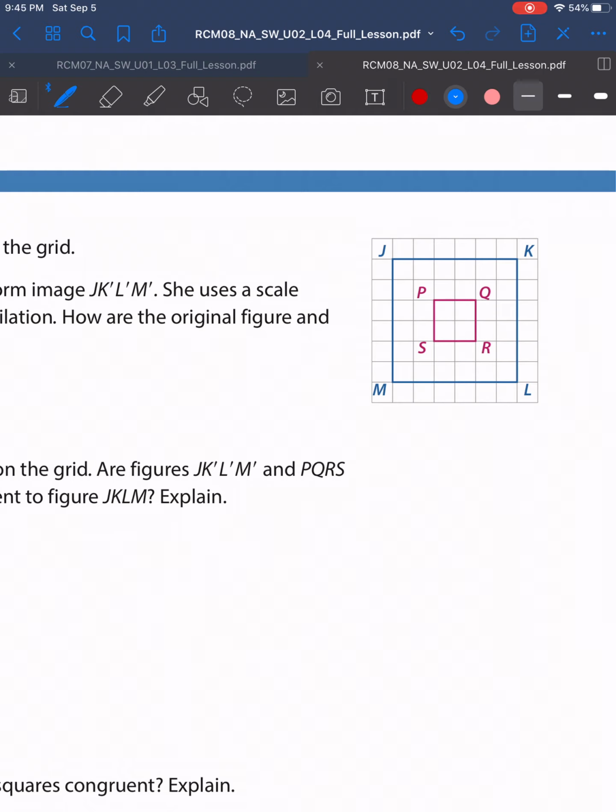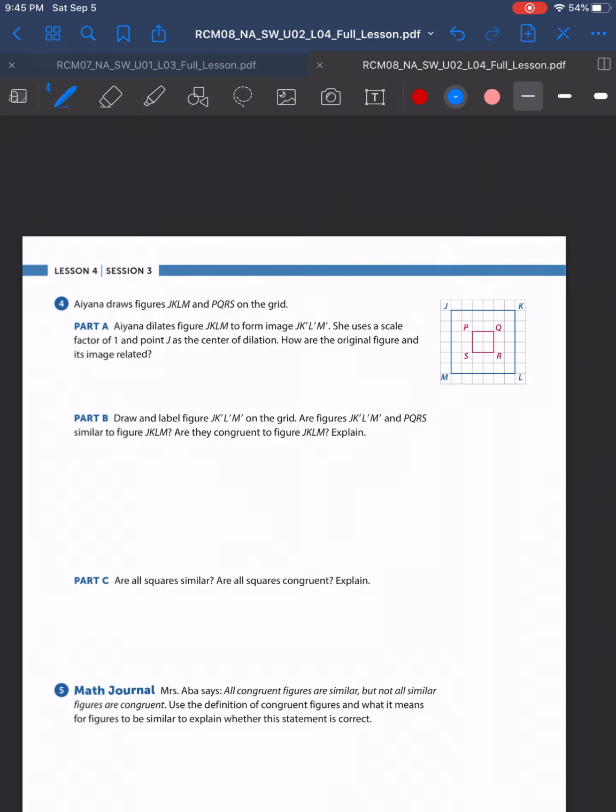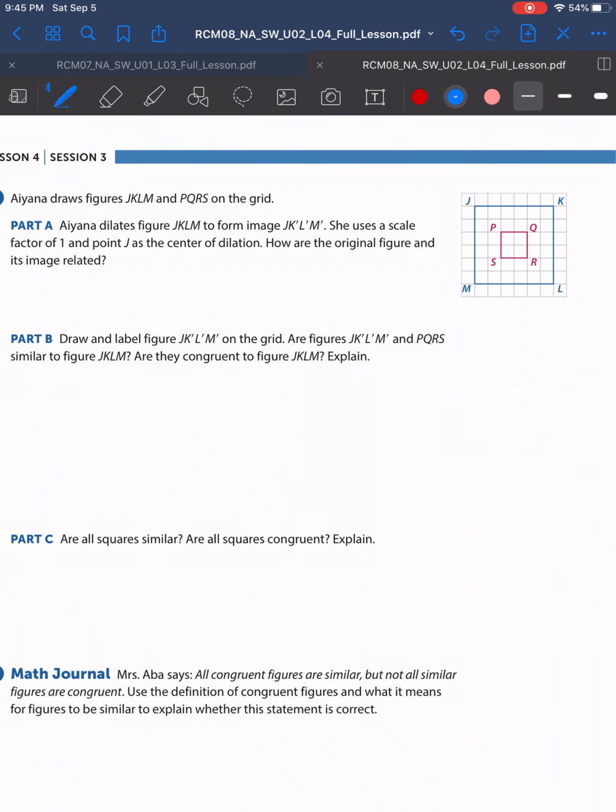Okay. The image has the same shape, the same size. The orientation is the original. It exactly covers the original figure. Oh, I see. What they're wanting us to do is try it. Okay. So point J is our center of dilation. We're going to shrink everything by 1. If you shrink everything by 1, doesn't it just stay the same? Like, think if you multiply anything by 1, won't it stay the same?